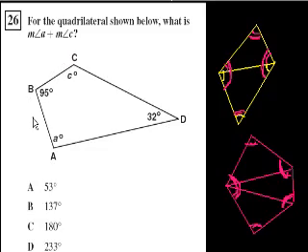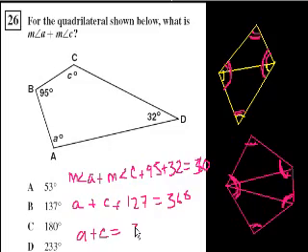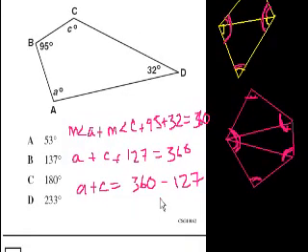In a quadrilateral, the sum of the angles is going to be 360 degrees. So the measure of angle A plus the measure of angle C plus these two angles, 95 plus 32, is going to be equal to 360. I'll just write A plus C, quick notation. 95 plus 32 is 127, plus 127 is equal to 360. A plus C is equal to 360 minus 127. And what is that? That is 233. And that's the choice.